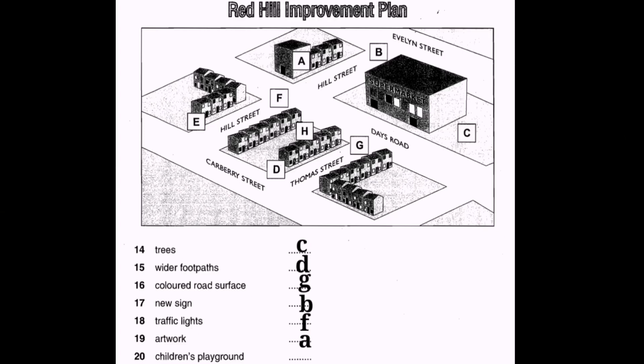Wonderful. So in the audio we have listened that they have finally agreed to build a new children's playground, which will be at the other end of Hill Street, close to the intersection with Carberry Street. So we can say that option E is at the other end of Hill Street, and it is also close to the intersection with Carberry Street. So E is the children's playground. So we can write E in front of question number 20.